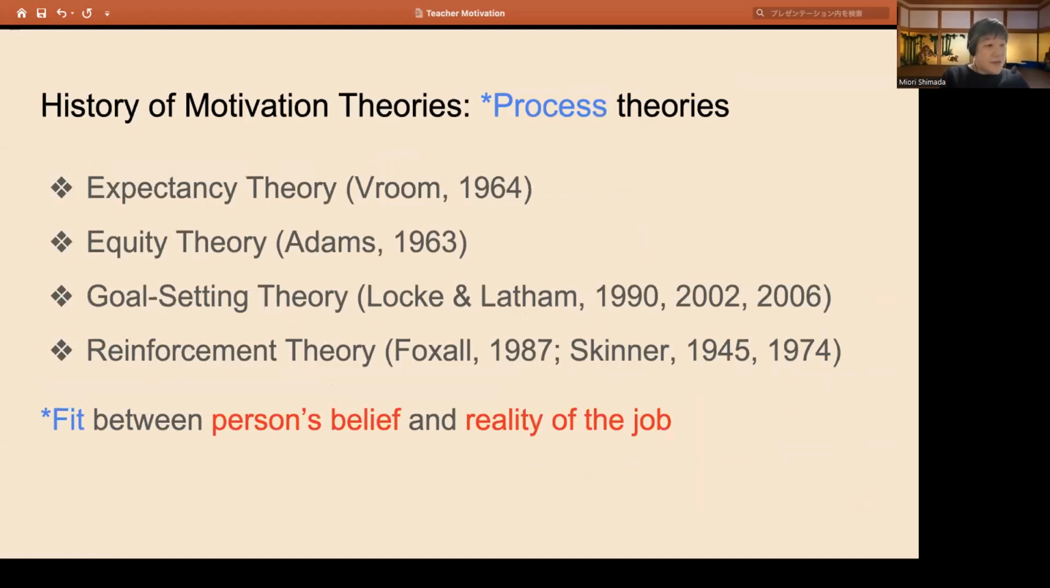The other categorization is a group of process theories. The basic mechanism of the process theories behind job satisfaction is the fit between the person's beliefs and the reality of the job. This category includes the following 4 theories.